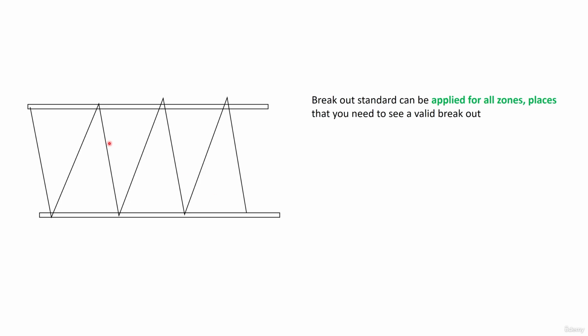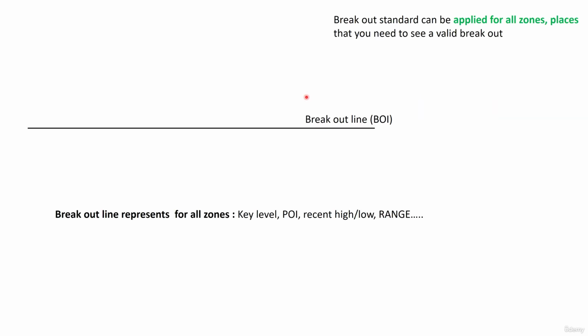For the noise K levels, we don't try to enter anymore and just wait. Waiting is the key to being a profitable trader. Overall, I would like to call the place where we need to look for a valid breakout the breakout line. A breakout line represents all the zones like key level, like POI, like recent high, low, or the range.